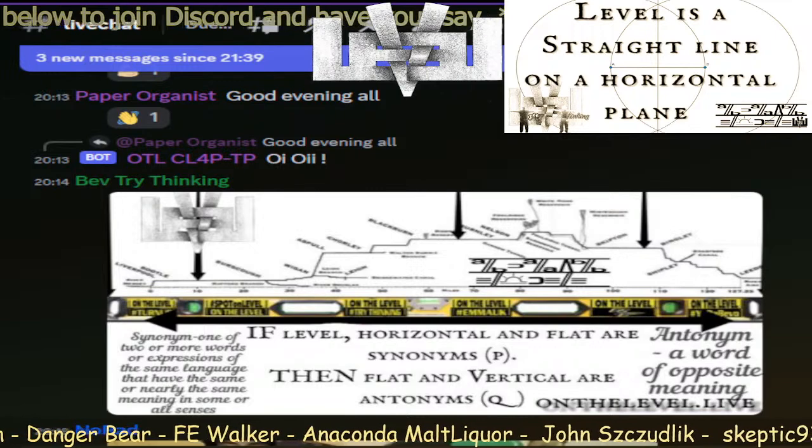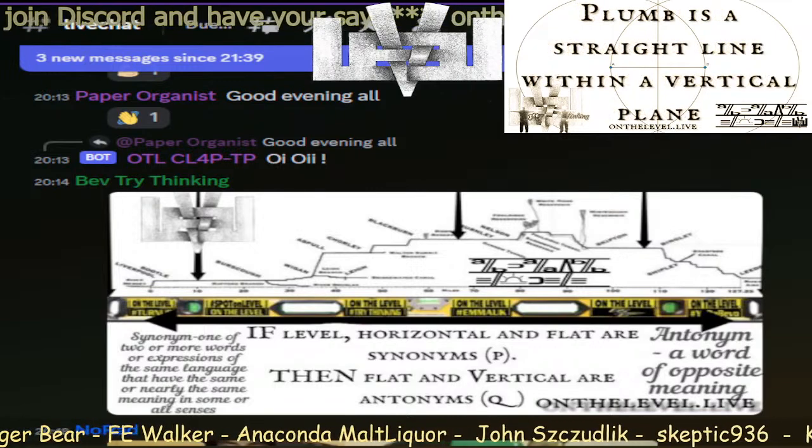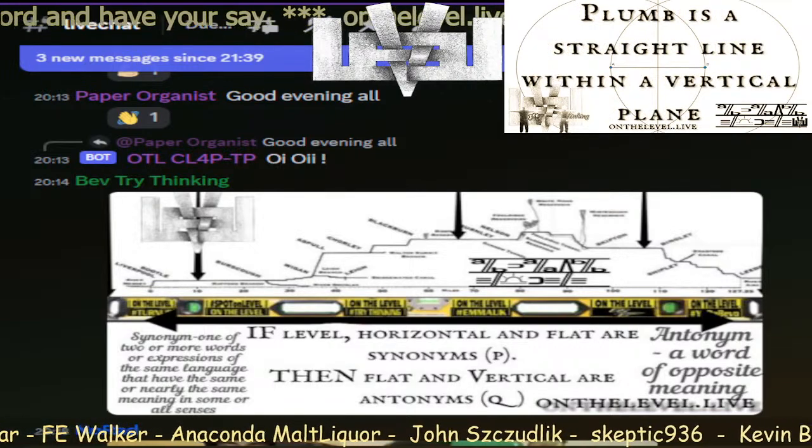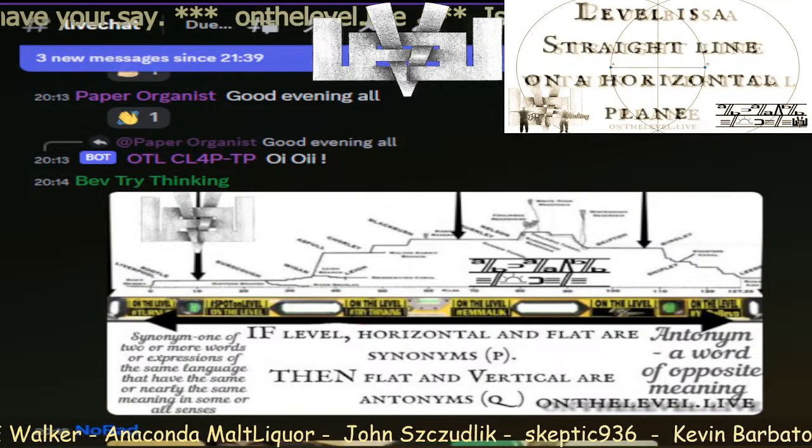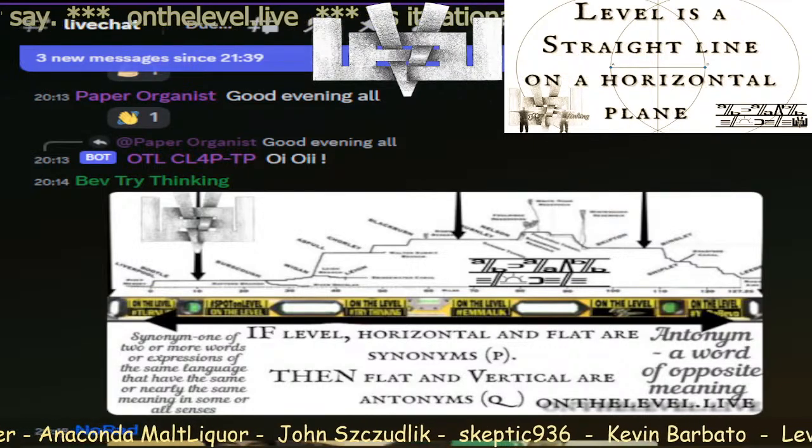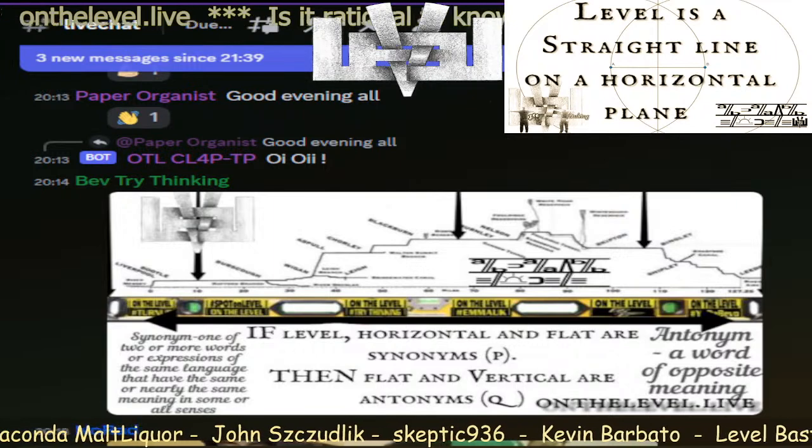Then you could go on flat out of the argument. Everything else stands apart from, you know. Then you could go on to level is horizontal, which we already have an argument for. Mm-hmm.